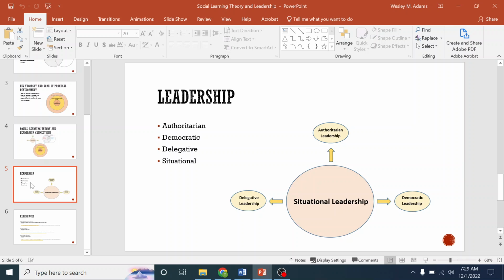That could be a democratic process. And I think you'll get more group buy-in if everybody gets to choose their role within the group. So that's your benefit to choosing democratic. And then you have delegative.